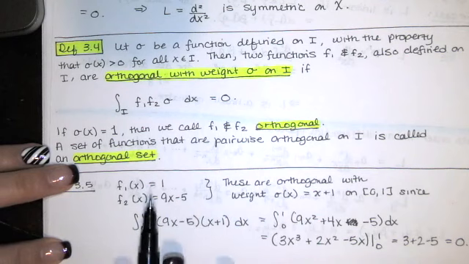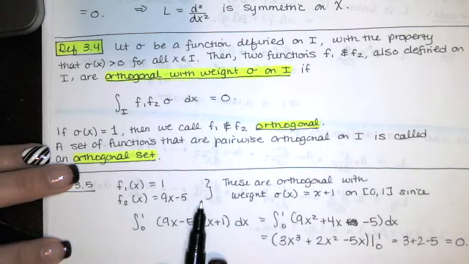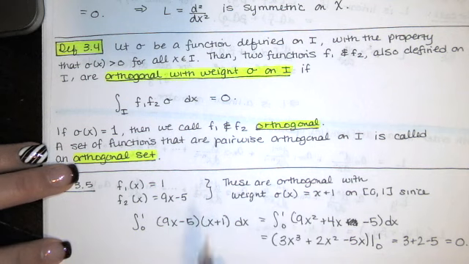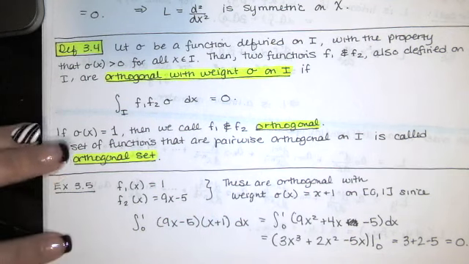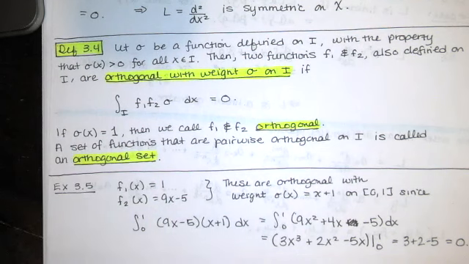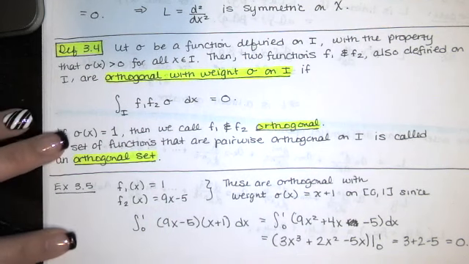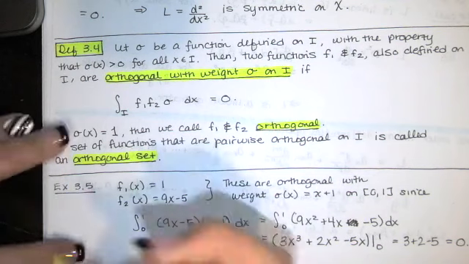Now, if we wanted to, rather than thinking of 1 and 9x minus 5 as being orthogonal with this weight, we could just think of 9x minus 5 and x plus 1 as being two orthogonal functions. So you see that we can shift our perspective and see things in different ways. That's to be expected.